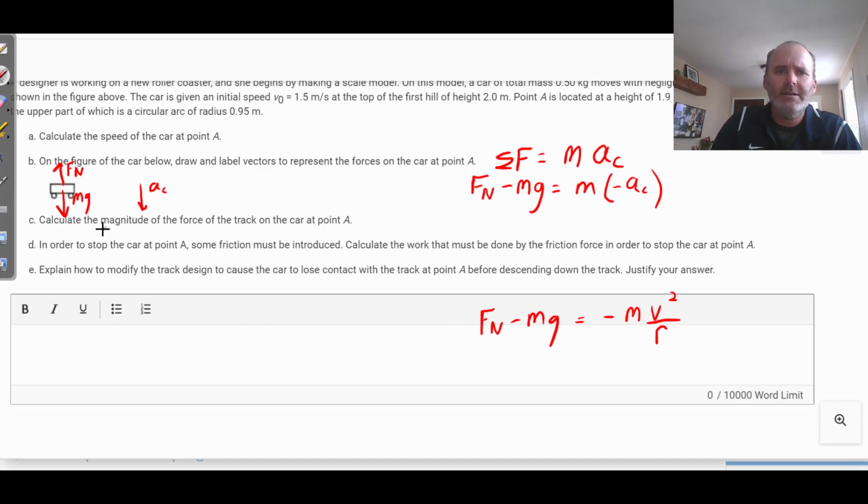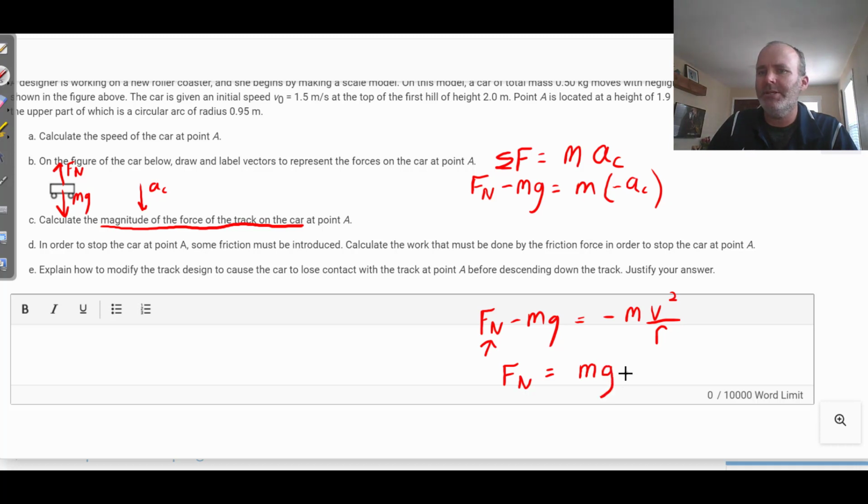It says the magnitude of the force of the track on the car. Well, that is your normal force. This is kind of tricky, but we're looking for the normal force here. Normal force is the force of the surface pushing on the roller coaster. So to solve for normal force, I'm going to add mg to both sides, so I get mg minus mv squared over r. I'll let you go through and do the math there, but you know the mass, you know gravity, you solved for v before, and we know r.